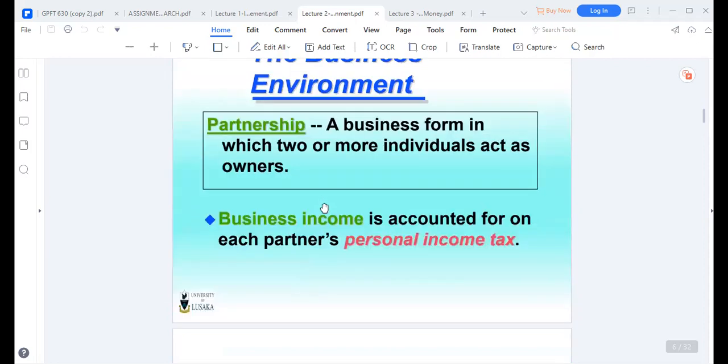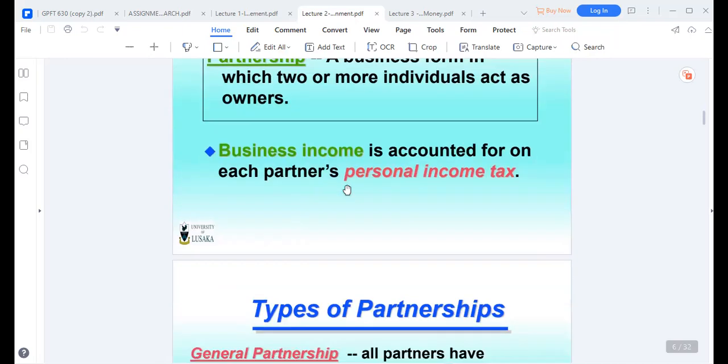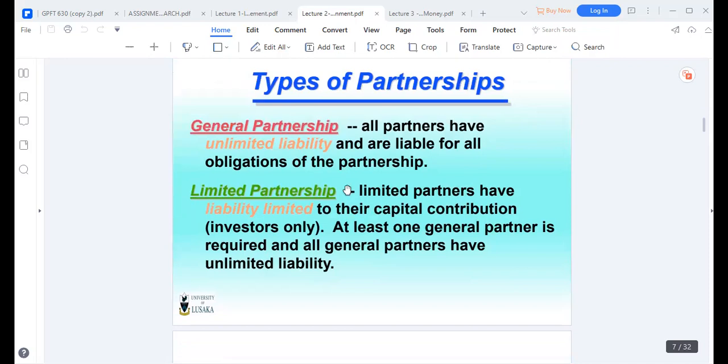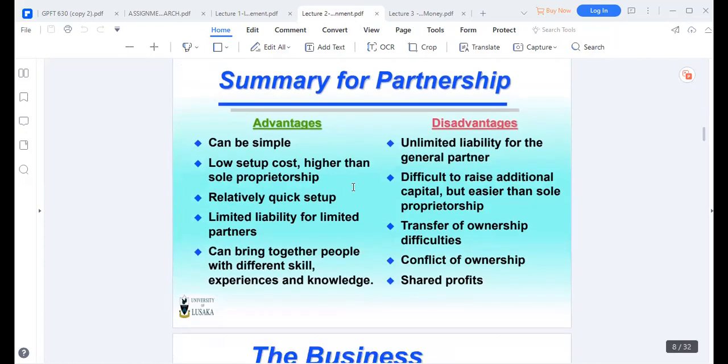Partnership, 2 or more may act as owners. For professionals, it's up to 20, like accountants and lawyers, as she mentioned. And these ones also pay what is called personal income tax. So we have 2 types of partners, general and limited partners. General partners have unlimited liability and are also liable for the obligations of the partnership, whereas limited partners are limited to as much as their investment only because they're not active partners. All right.